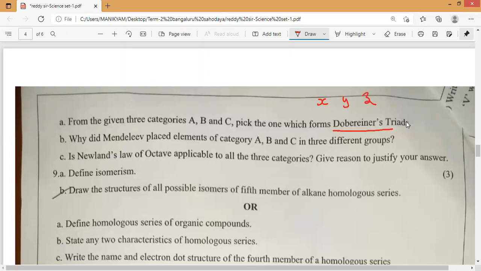Dobereiner's triads means we will be having 3 elements X, Y, Z. If we take the atomic mass of X and Z and make the average, then that gives the atomic mass of Y. That is what we call Dobereiner's triads. Is it yes or no? Yes. So that is what you have to remember.